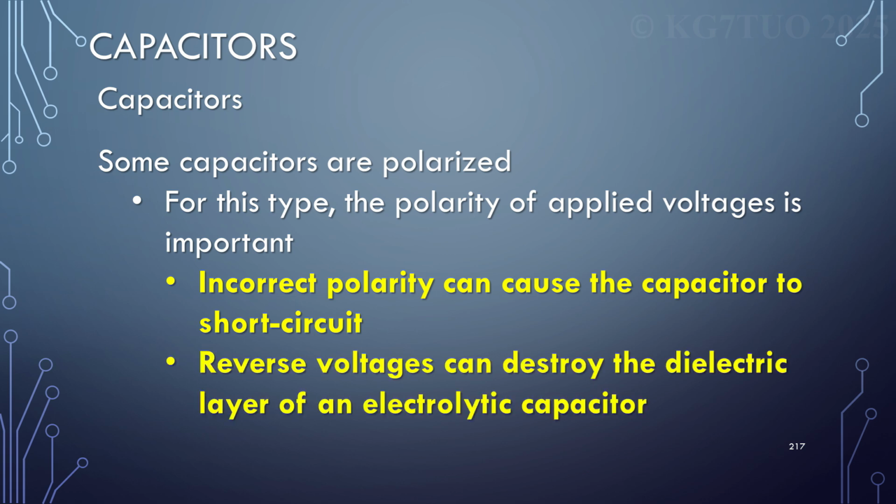Reverse voltages can destroy the dielectric layer of an electrolytic capacitor. So if you're pumping juice in and you destroy the dielectric, which is the insulator, what do you get? A short, and you've got power through it, so you've possibly got a fire. A lot of heat, that's how you'd get the fire. Hopefully you've got a fuse in the circuit, if you designed it properly. It may overheat and even explode.